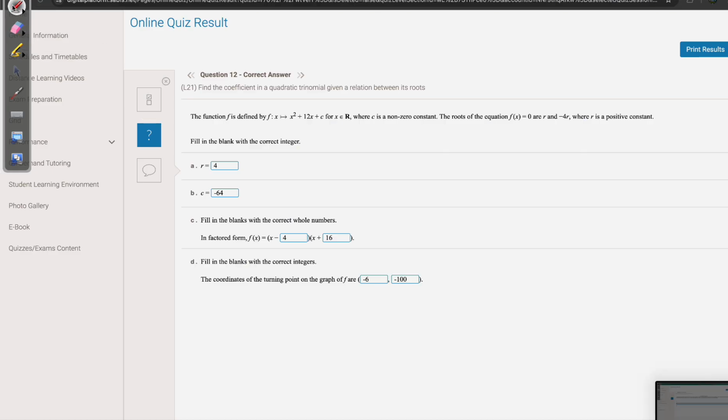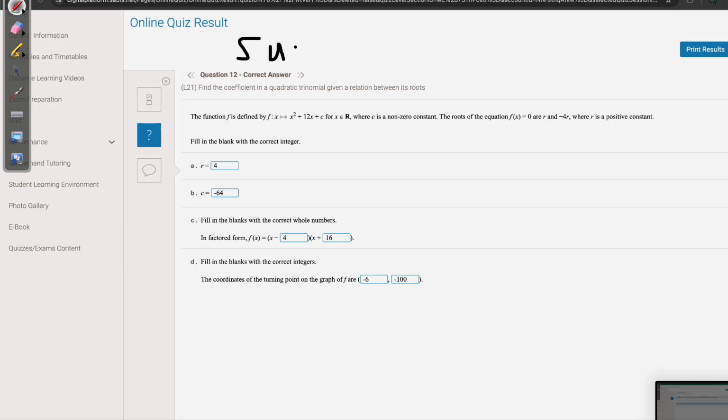Guys, so for this question, I personally, last year, if I was given this question, I would not have understood it. But now I understand it, alhamdulillah. The function f is defined by f of x is equal to x squared plus 12x plus c, for x is all real numbers where c is a non-zero constant. The roots of the equation f of x equal 0 are r and negative 4r, where r is a positive constant. Now let's write the rules.